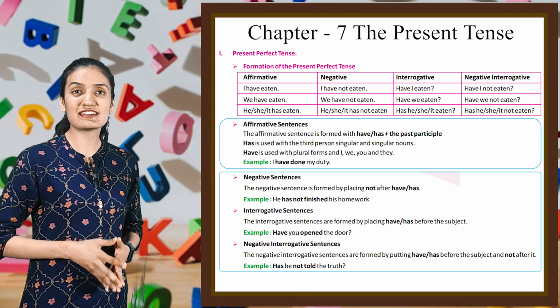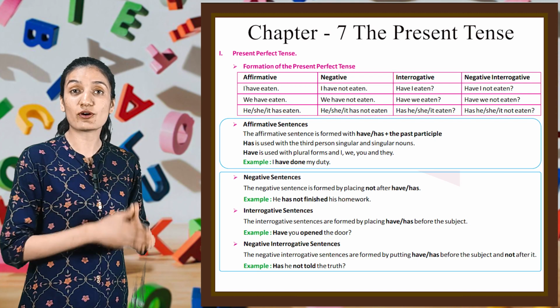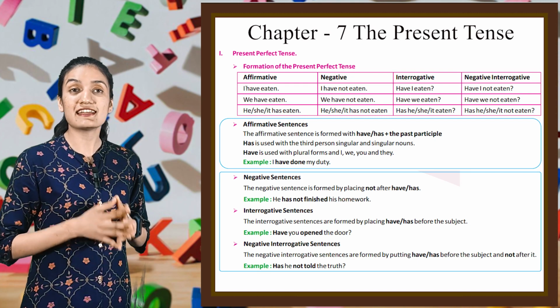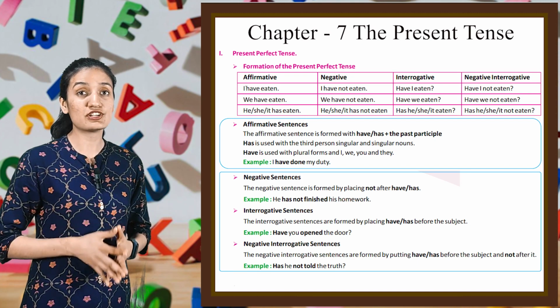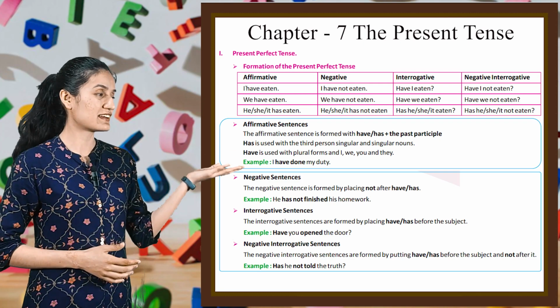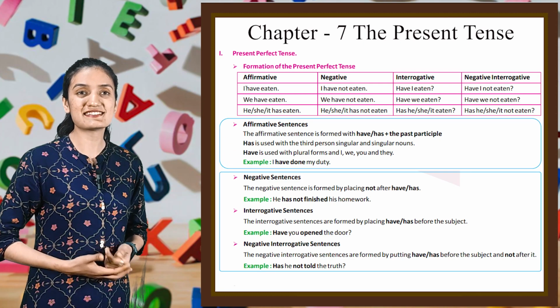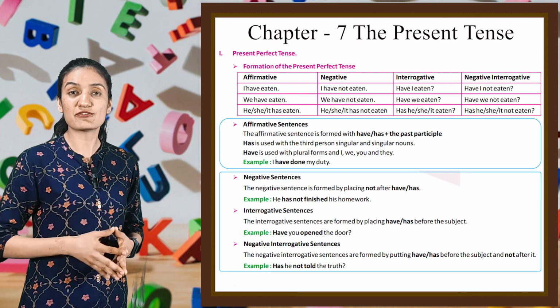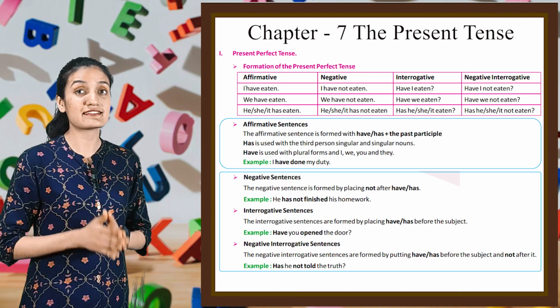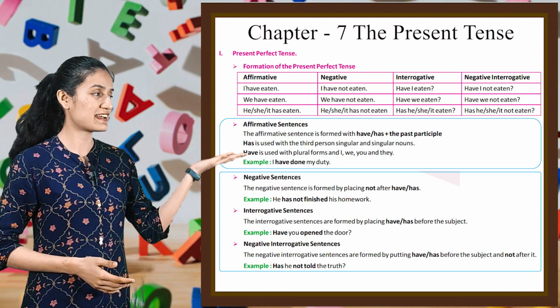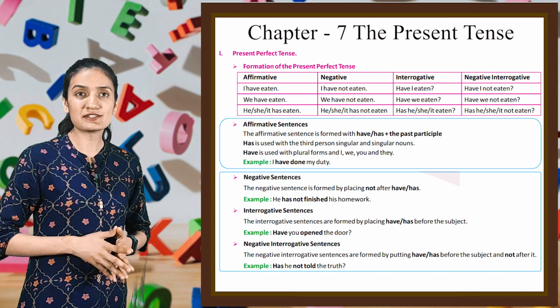Now, the negative sentence is formed by placing not after have, has. Example, he has not finished his homework. Now, interrogative sentences. The interrogative sentences are formed by placing have, has before the subject. Example, have you opened the door?